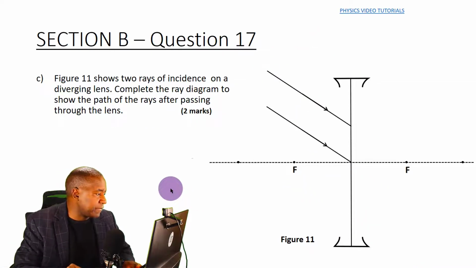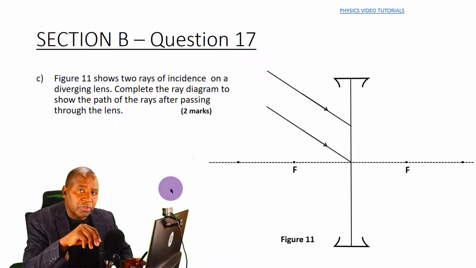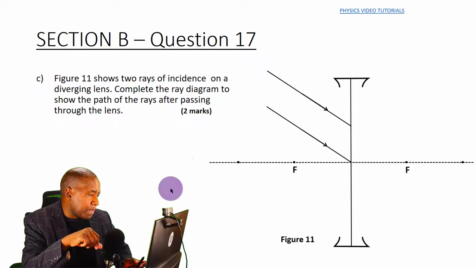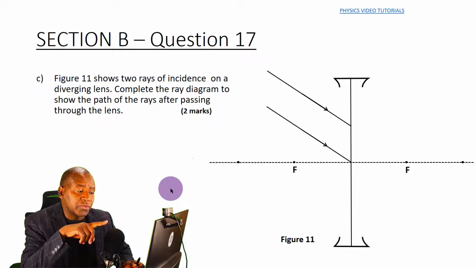This is about refraction. It's about lenses, and lenses work on refraction of light. Over here we've got a diverging lens. Figure 11 shows two rays of incidence on a diverging lens. Complete the ray diagram to show the path of the rays after passing through the lens. Number one, you observe that these two rays are parallel to each other, and you observe that one of them is passing through the optical center of that particular lens.